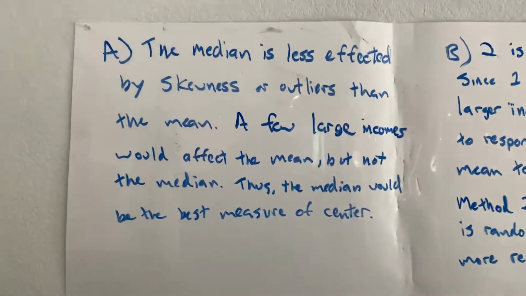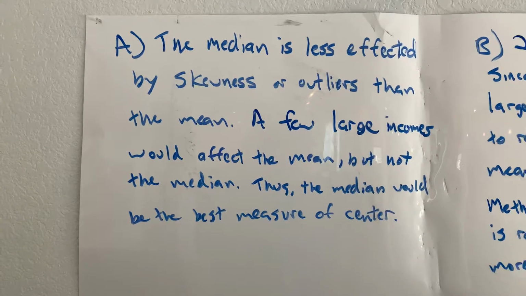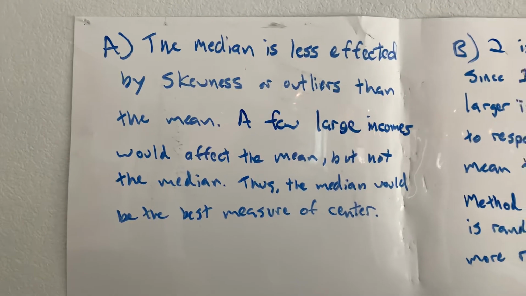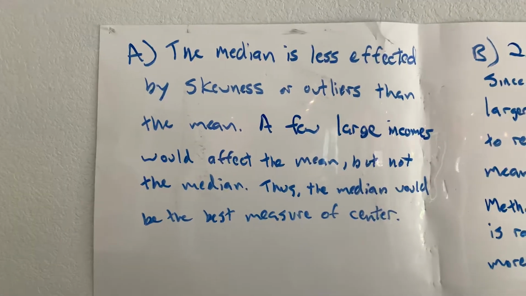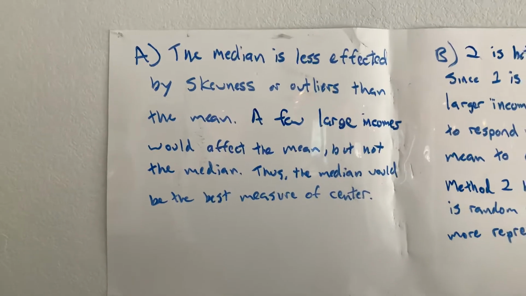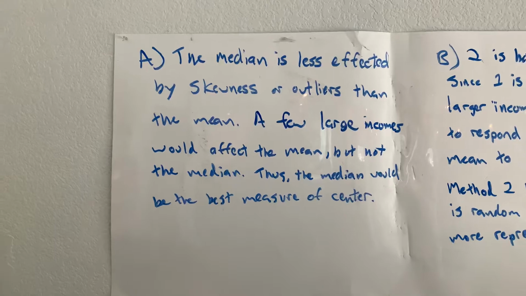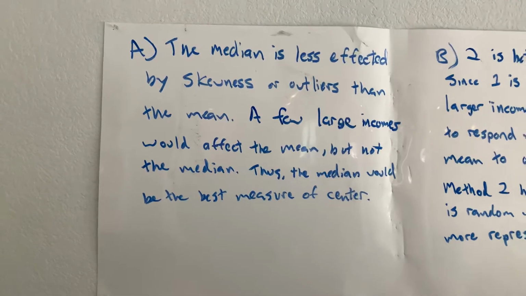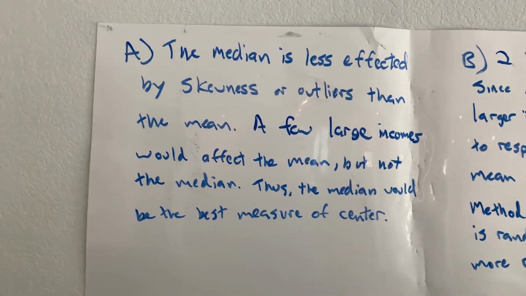Okay guys, here's the chapter 12 question. This was the one that talked about the class of 1988 and their 25th reunion. And they wanted to get information on the incomes. And the first question said, would it be better to use the median or the mean? And the answer to that question is, the median is less affected by skewness.